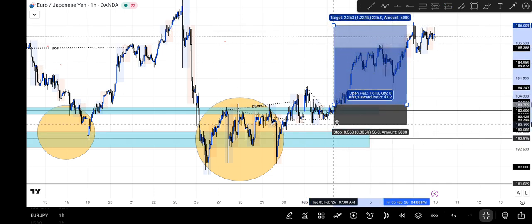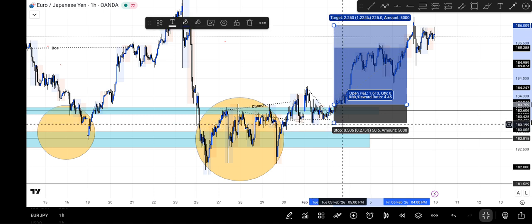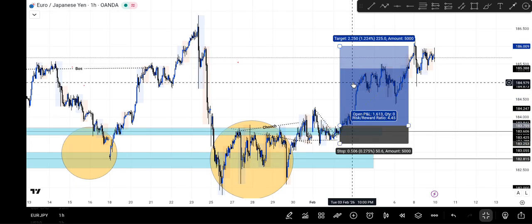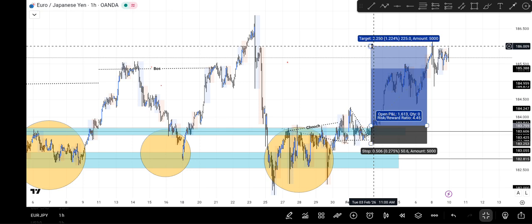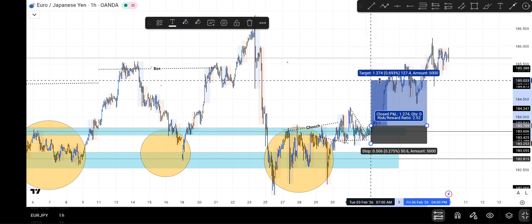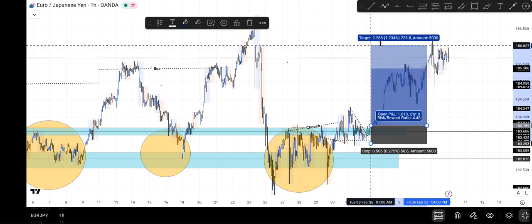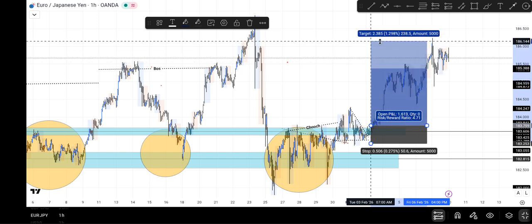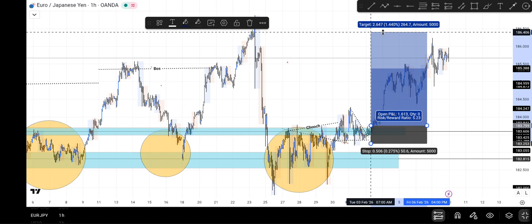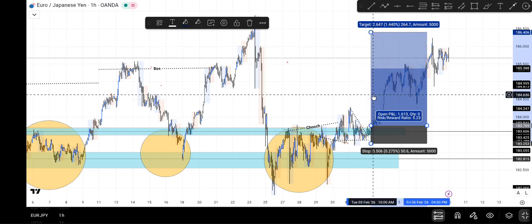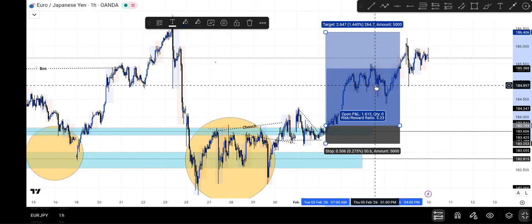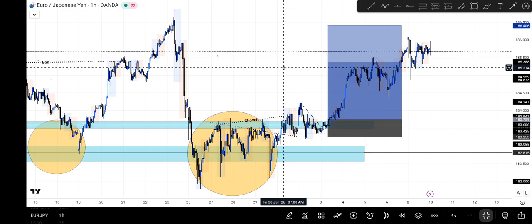Then my stop loss was just around 50 pips below my entry, and my first TP was around this point, somewhere here. So around 1:2.5. And then my second TP just around this place, which is around 1:5. So guys, that's it on Euro JPY. I'm moving on to the next pair on our list.